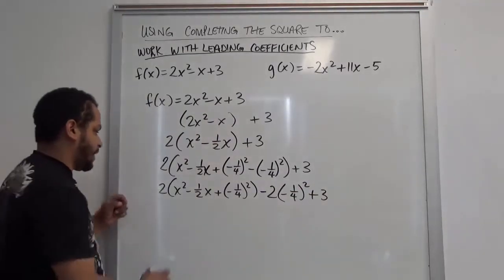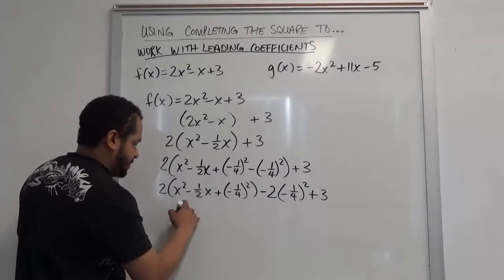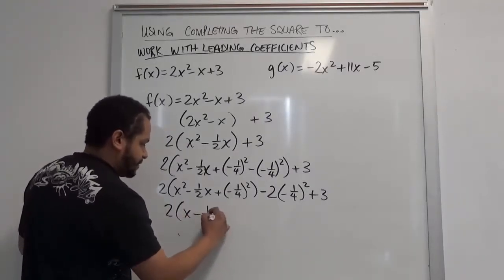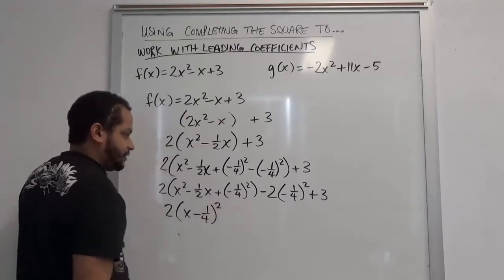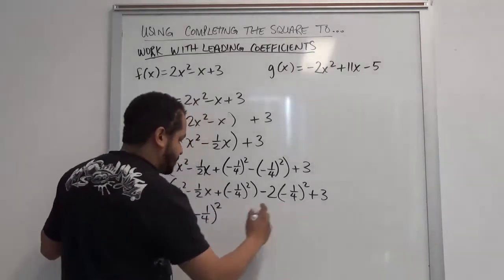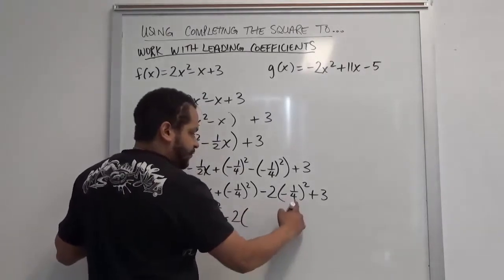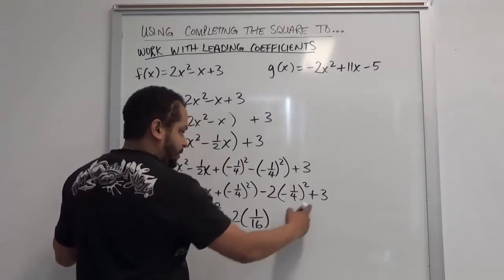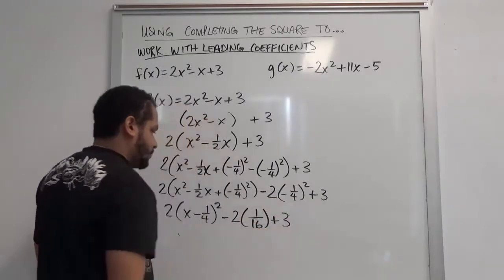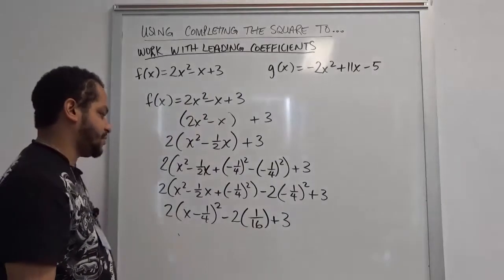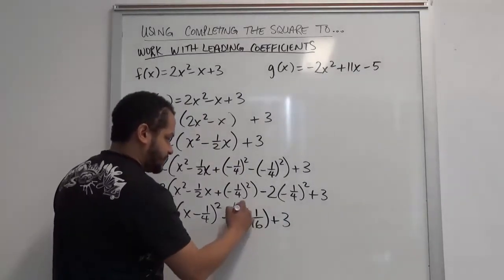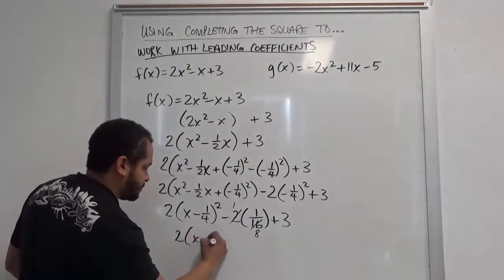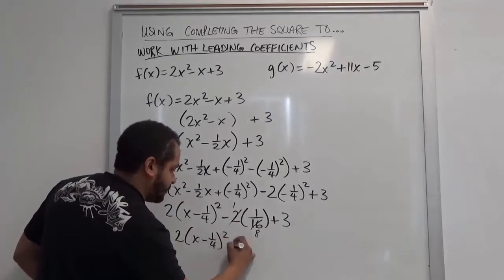All right, now here we have the completed square, so we're going to take the 2, leave it outside, the x comes in, the negative 1/4 comes in, we close off the perfect square, and we can evaluate everything else over here. So we have negative 2 times negative 1/4 squared, which becomes 1 over 16, plus 3. Next step, we can simplify this. The 2 and the 16 reduce. The 2 becomes a 1, 16 becomes an 8. So this is negative 1/8. So we have 2 times x minus 1/4 squared, minus 1/8, plus 3.